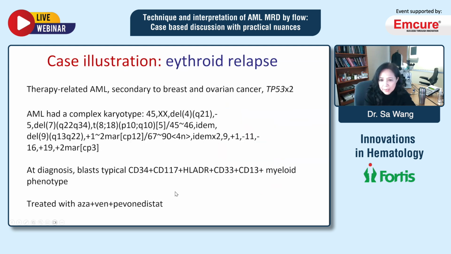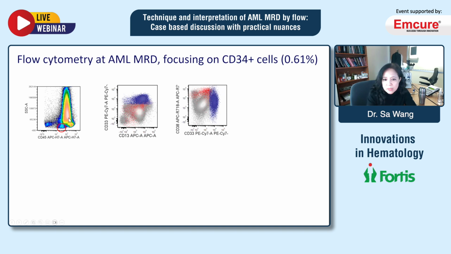I'm going to show you one actual case. The patient had a therapy-related AML, with secondary breast and ovarian cancer, and with a biallelic TP53 mutation and complex karyotype. At the time of diagnosis, it was actually a typical CD34, CD117, HLA-DR, CD33, CD13 positive myeloid phenotype. Then the patient was treated with a venetoclax containing regimen. So when we look at this, at the AMMRD, we have very few cells in the CD45 dim area.